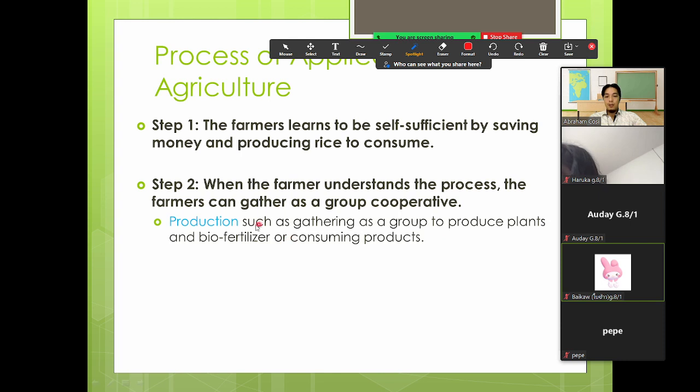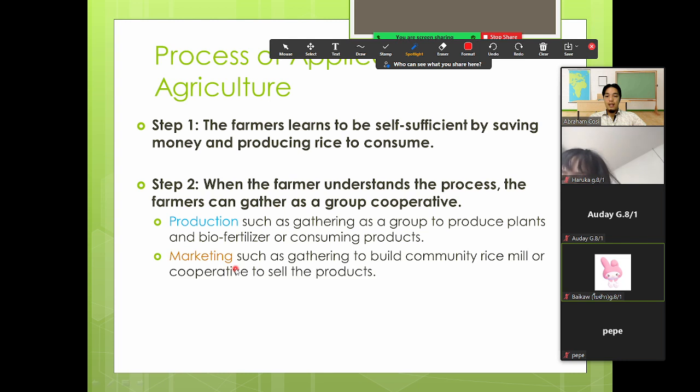In production, under step 2, such as gathering as a group to produce plants and biofertilizers, or consuming products. For their production, they can gather as a group and produce plants and biofertilizers, or consuming products. So that is production. Next one, marketing.